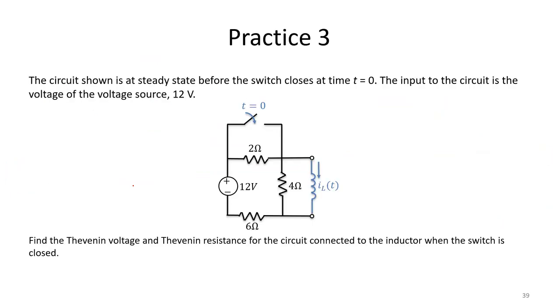All right, let's move on to our third practice question. In this question, we are asked to find the Thevenin voltage and Thevenin resistance for the circuit connected to our inductor. Specifically, this is when the switch is closed. So let's go ahead and find that Thevenin equivalent.